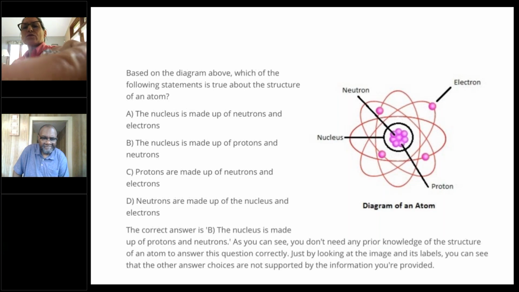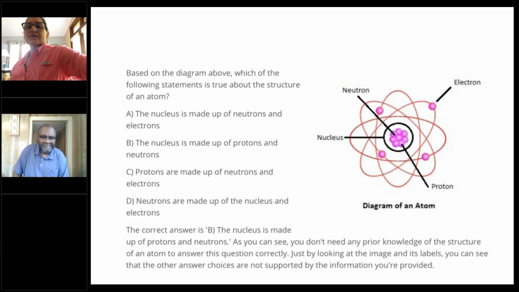Let's see if B is true. The nucleus is made up of protons and neutrons. Look back at the diagram. Yes, neutrons and protons. So that's true. Okay, so B is true. So we don't even have to go on further. We found the one that was true.